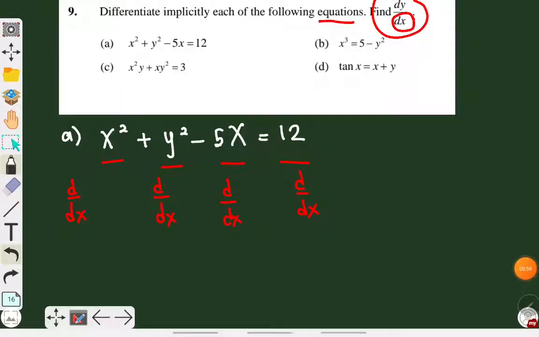The first derivative is d over dx of x squared, plus d over dx of y squared, minus d over dx of 5x, equals d over dx of 12. What did I do here? I just wrote d over dx separately. If I have 4 terms, I put down 4 d over dx. Now how do we differentiate this?